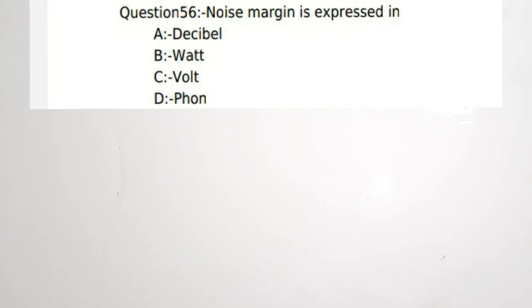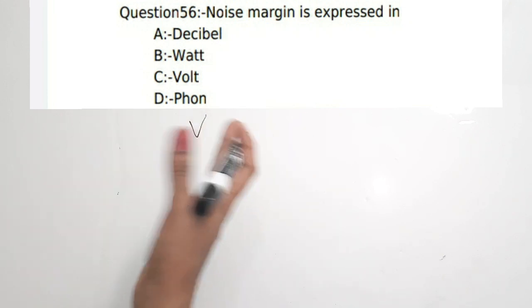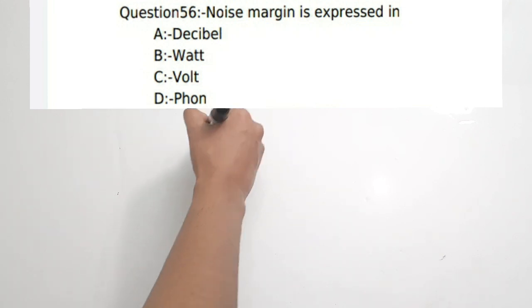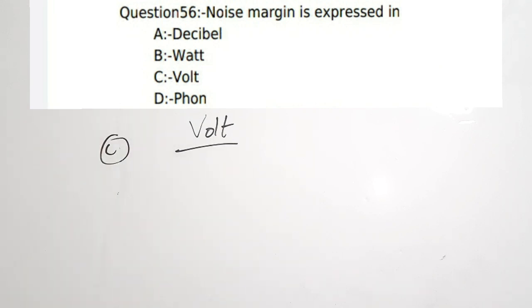There can be some fluctuations in the voltage levels given to a gate. Any gate it can be. So how much ability it has to tolerate the voltage level variations, that is noise margin, its definition. And this is expressed in volts. How much voltage change it can tolerate. So the unit is volt. Correct answer is option C. Volt is the correct answer.